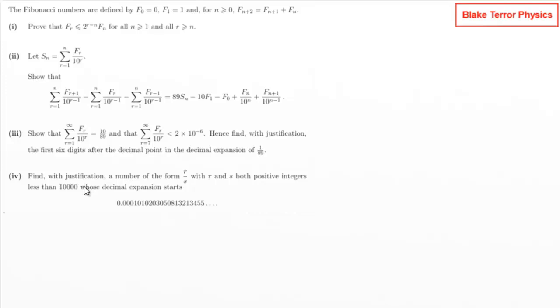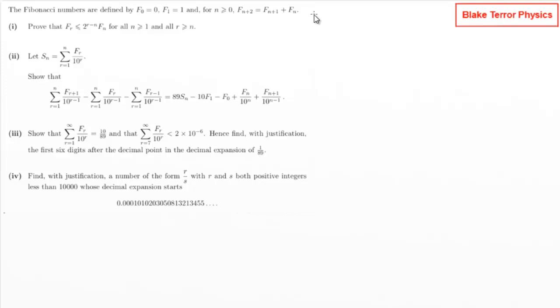Show that the sum from 1 to infinity of fr over 10 to the r, so that's not Sn, that's S infinity, is 10 over 89. And that the part of that sum starting at 7 is less than 2 times 10 to the minus 6. Hence find with justification the first 6 digits after the decimal point.